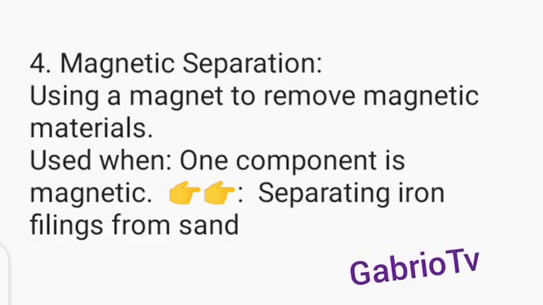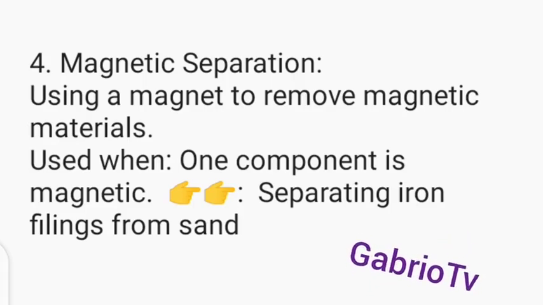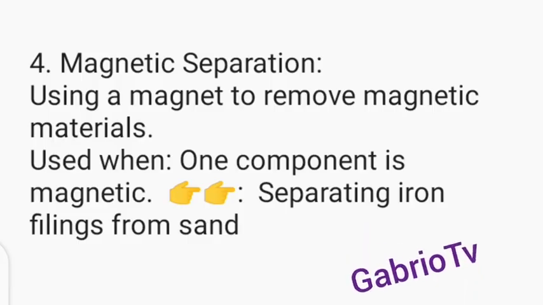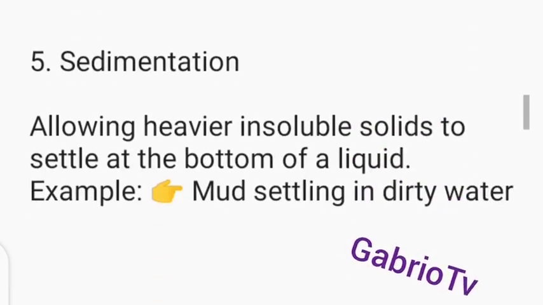Then I saw one of the JAMB past questions that says, how can you separate a mixture of sulfur and iron filings? Iron filings are a magnetic material that can be attracted by a magnet, and sulfur cannot. So when you use this method, the sulfur remains while the iron filings get attracted to the magnet. That is magnetic separation.